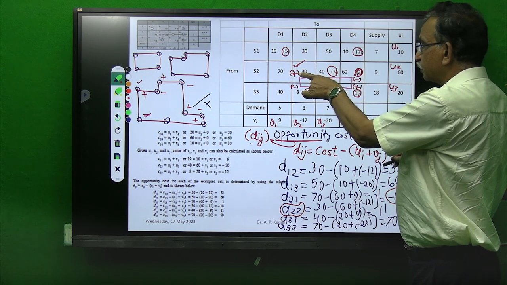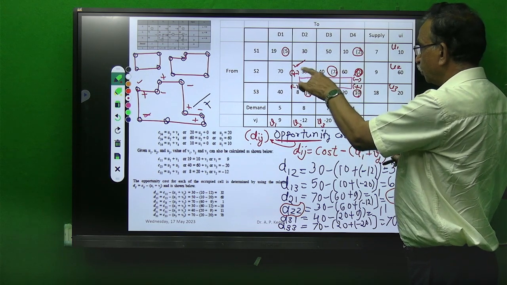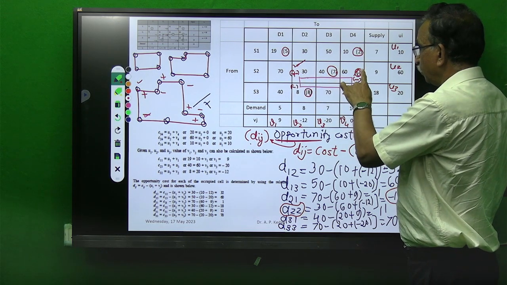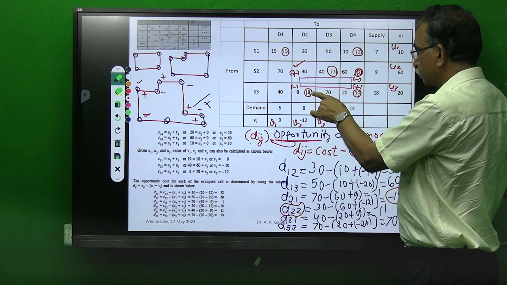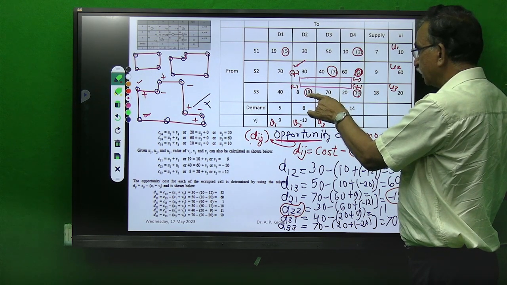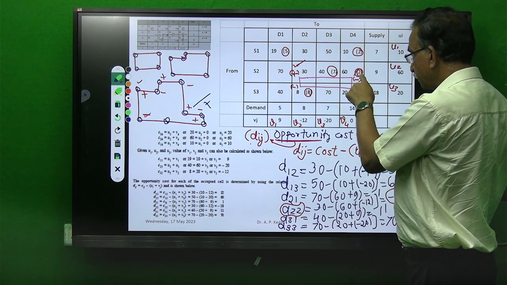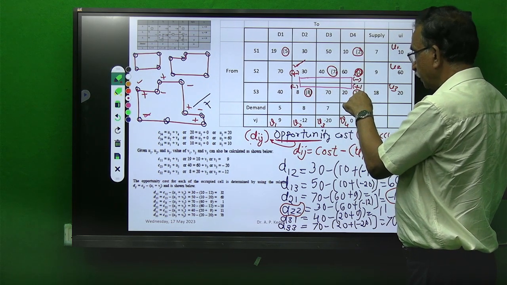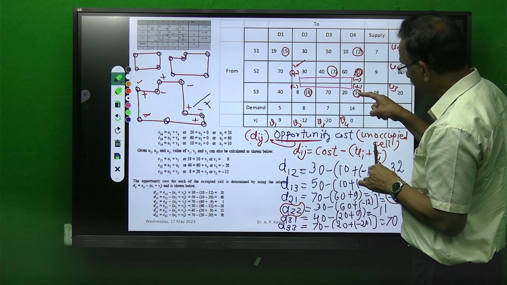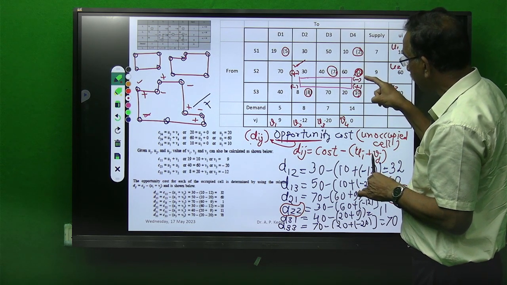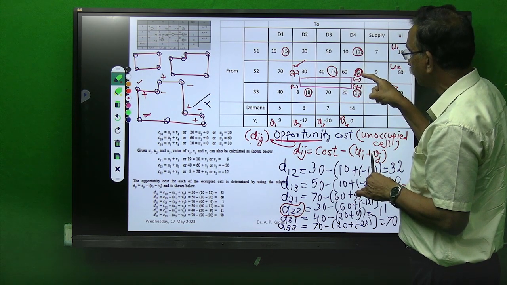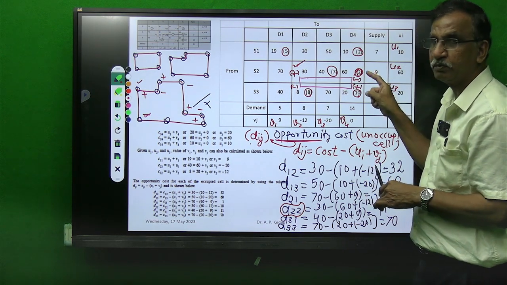We'll add 2 at this place. So 0 plus 2 will become 2. We will subtract this 2 from this minus sign cell. So 8 minus 2 will give me 6. We will add this minimum to 2 plus sign cell. So 10 plus 2 will become 12, and here we will subtract this 2 from 2. 2 minus 2 will be 0.